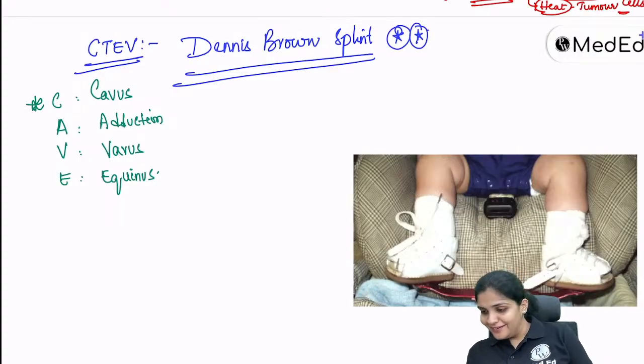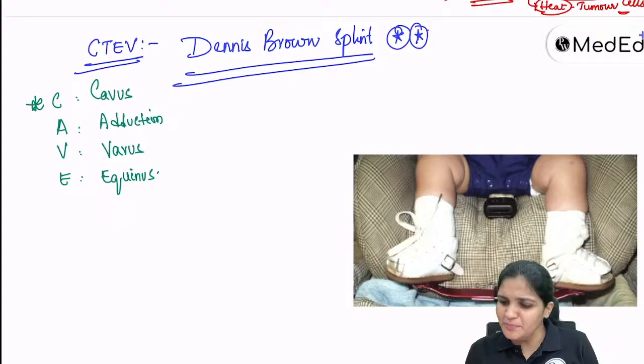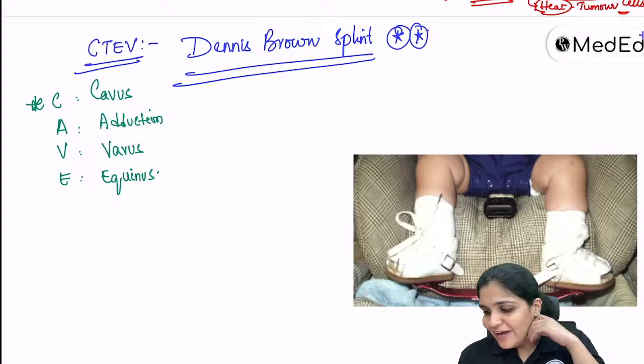Cavus, very good. Gautam, no need to feel sorry. It is okay. You have to make mistakes, then only you will remember. Okay? Nothing to say sorry. No need. So cavus, adduction, varus, equinus.